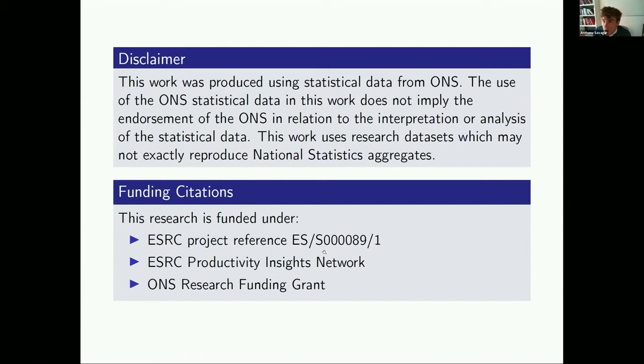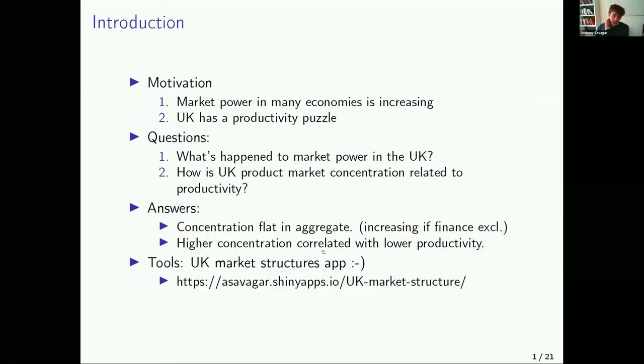of National Statistics grant. So the main motivation for this work is that market power seems to be increasing in a number of developed countries around the world, and we don't really know what's happened to the UK. There's not been too much research on that front, so we're going to dig into that a little bit. And secondly, the UK has a severe productivity puzzle, which is a big decline in productivity post-financial crisis that seems to have persisted for a long time afterwards.